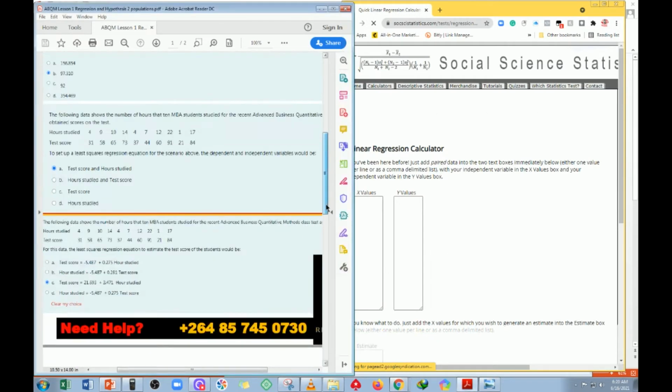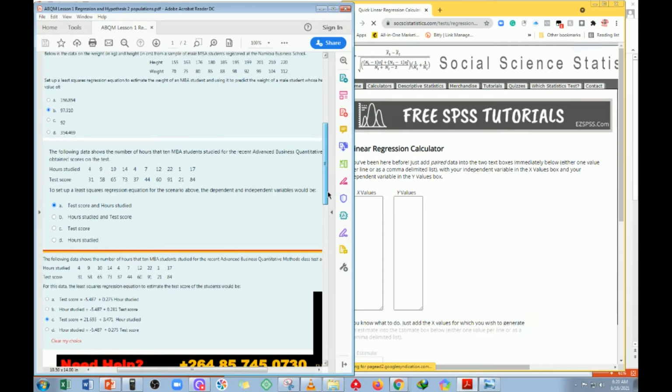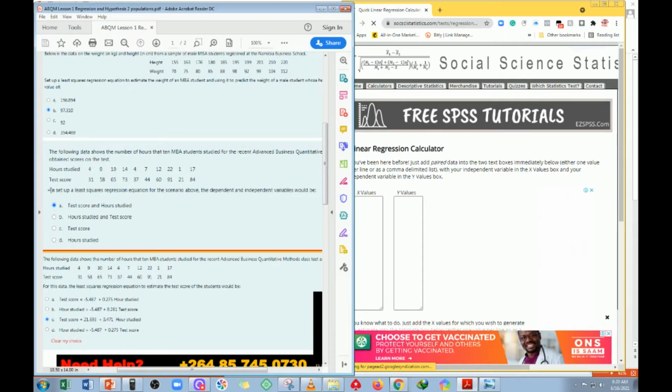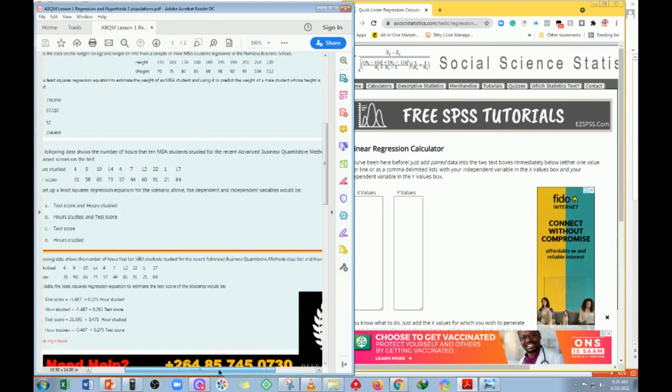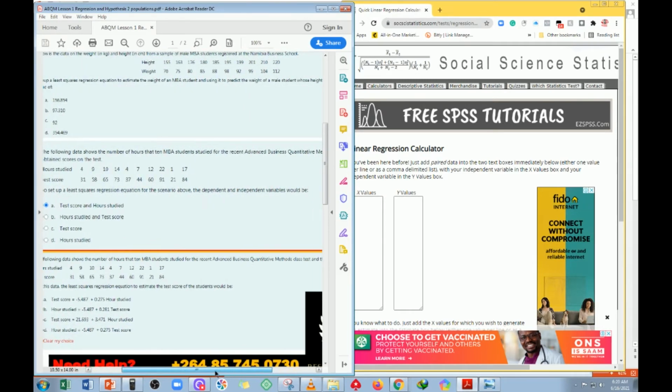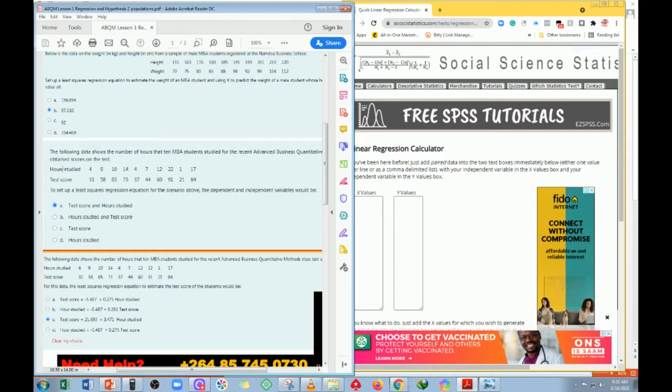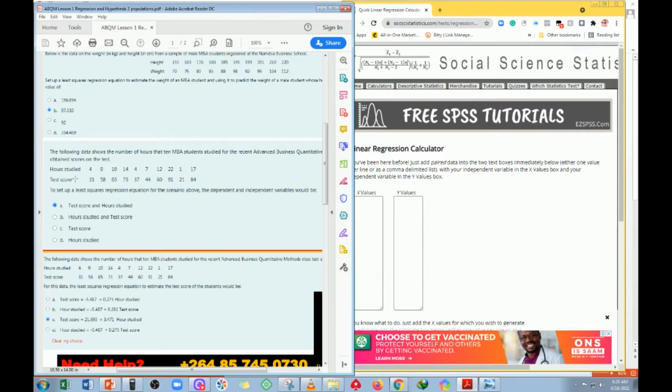Once we reset, we can now enter a new question. In this case, to set up a least squares regression equation for the scenario above, the dependent and independent variables would be, so we have a person who is studying and then the test score. It's obvious, right, that your score depends on how much you study. So the dependent is your score, the independent is your hours.